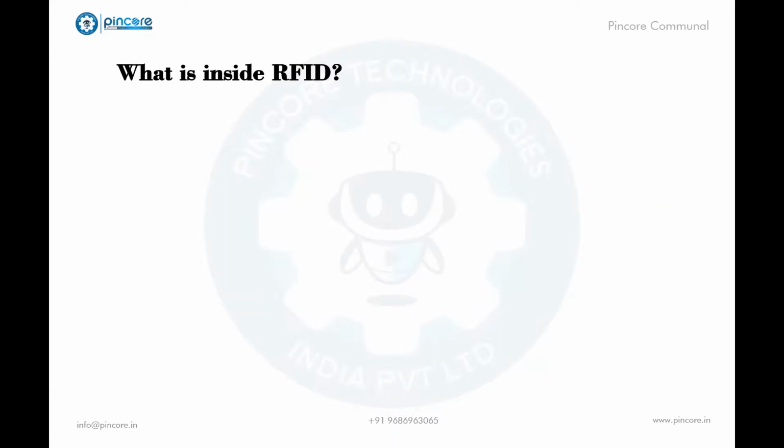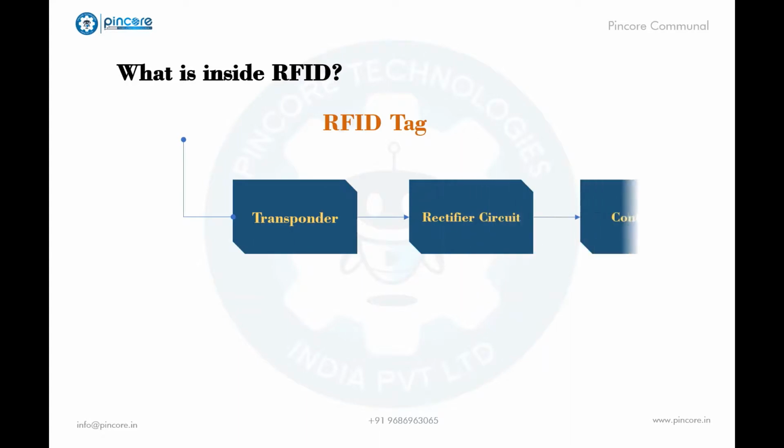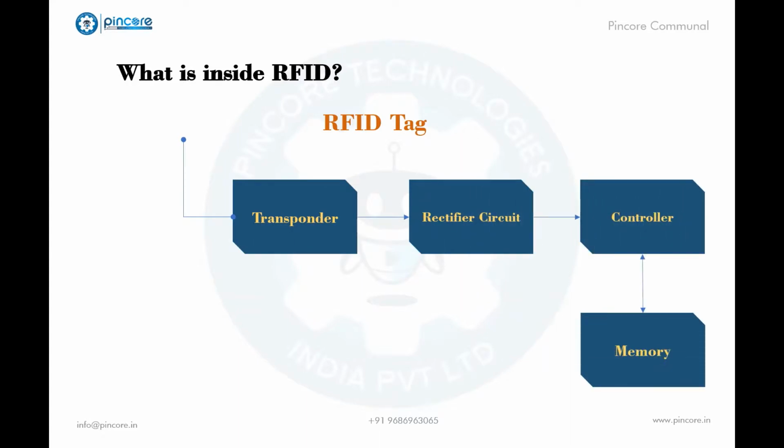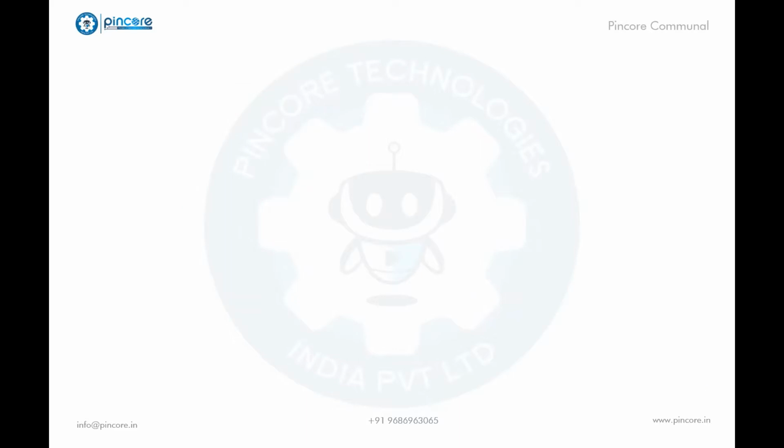Next comes RFID tags. Tags can be in the form of a keychain, a credit card, or even labels. The basic component of a tag is the transponder, which receives the radio waves from readers and sends feedback signals using the antenna. These signals are stored across the capacitor present in the rectifier circuit and act as the supplier for the controller and memory. So this is how RFID readers and tags are used and how they work.